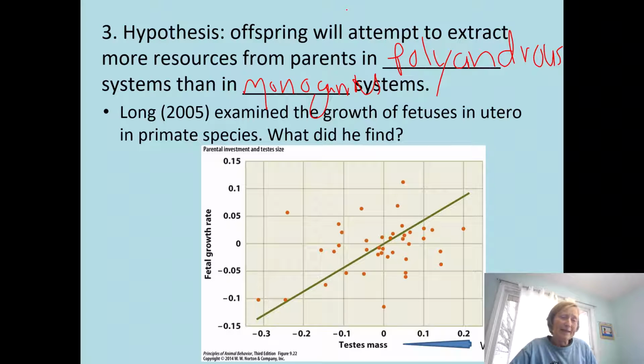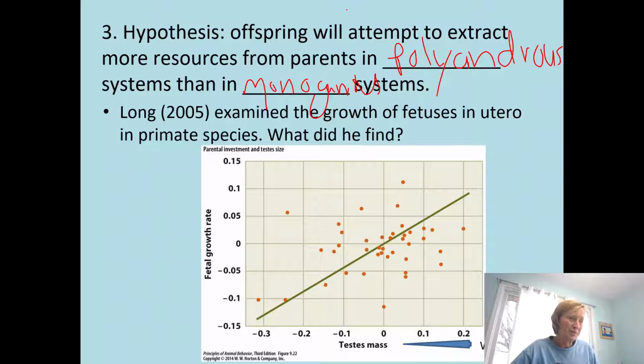And so here, in this weird graph, we're looking at fetal growth rate as a function of testes mass. We can think of fetal growth rate as this kind of push of the fetuses to gain resources, if you will, and testes mass is in lieu of which mating system is stronger in the species. And what we see is fetal growth rate is larger in these polyandrous systems. Okay? The more polyandrous the species is, the higher the fetal growth rate.